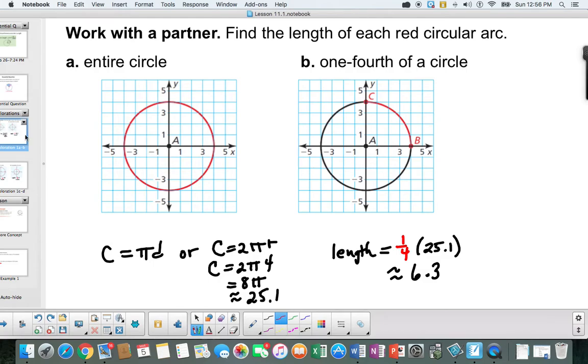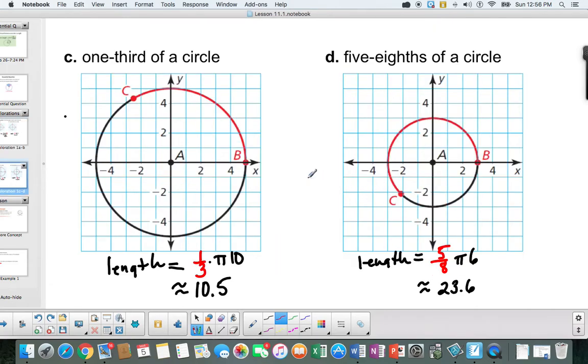We have two formulas, C equals pi d or C equals 2 pi r. In this case, since I saw that the radius was 4, I put it into this formula and my answer is 8 pi. Now remember, pi is about 3.14, so 8 times 3 is about 24. So this answer makes sense once I put it in the calculator. Now this one isn't the entire circle, but only 1/4 of the circle. So I'm only taking 1/4 of this answer and I'm going to get 6.3.